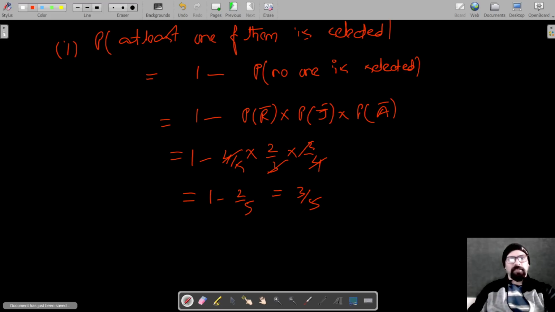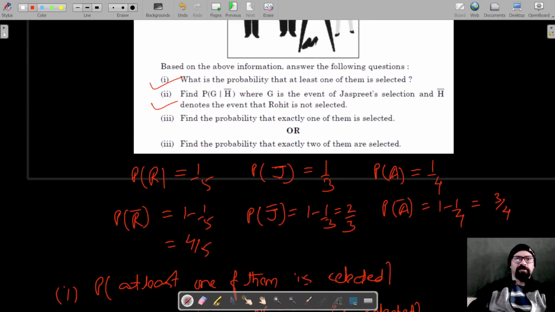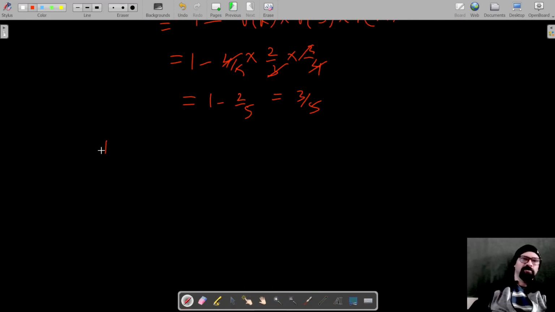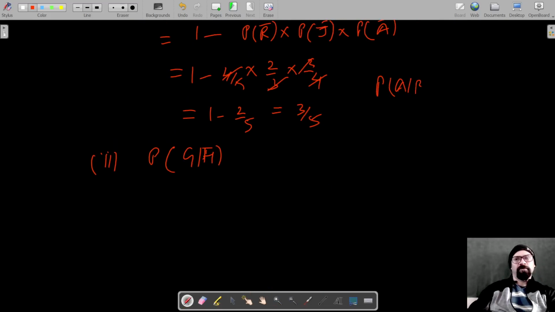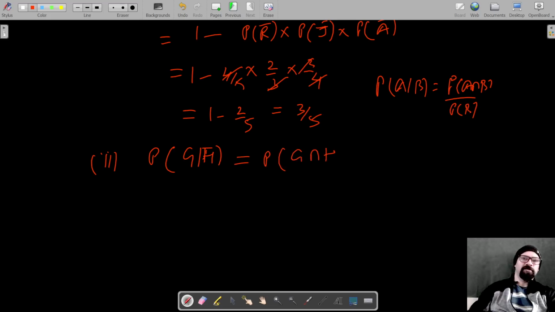Okay, now let's find out the next one: the probability of G given H naught, where G is the event of the free selection and H denotes the event that Rohit is not selected. So the second one is probability of G by H naught. The formula is probability of A given B equals A intersection B upon probability of B. So for this, it would be probability of G intersection H naught upon probability of H naught.